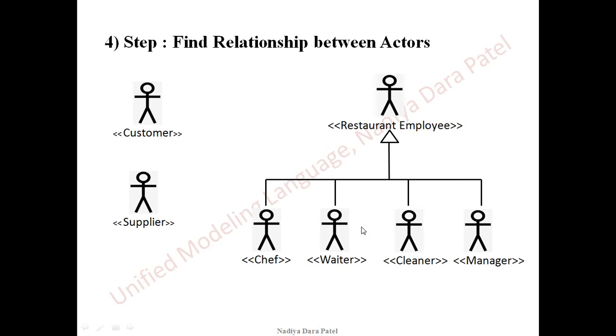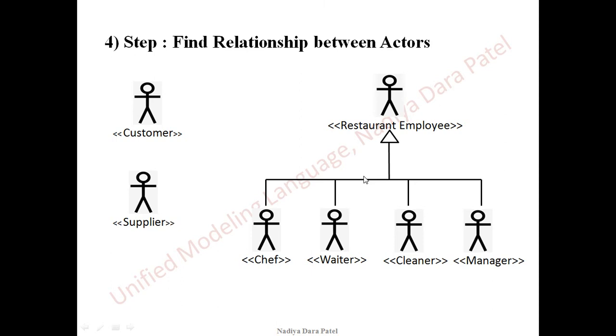Now we will find the relationship between actors. If you see, customer is separate, supplier is separate. Customer is going to come into our system, have food and pay for it. Supplier is someone who is going to come inside the system, supply raw materials, take his bill and exit. But these are the core people who are going to remain inside the restaurant: the chef, waiter, cleaner and the manager.